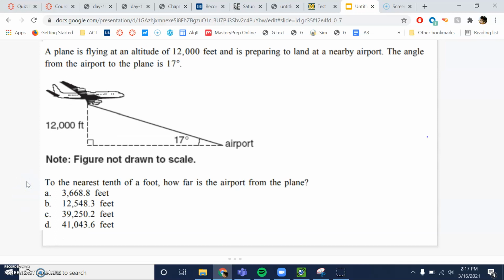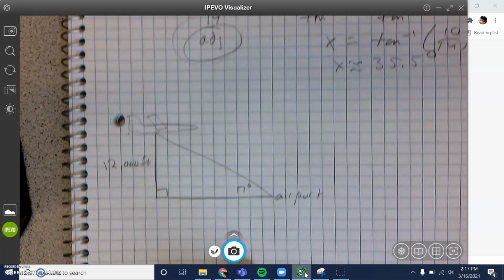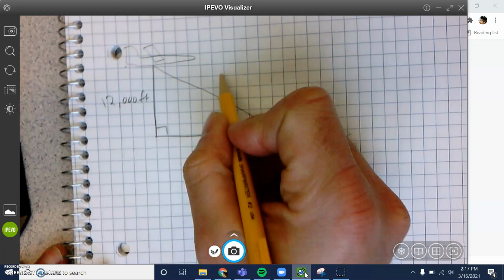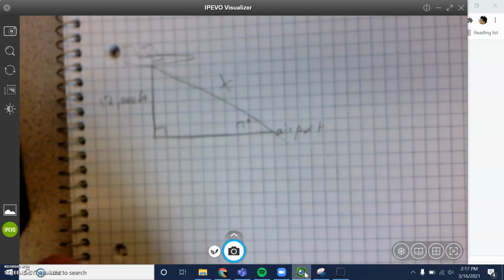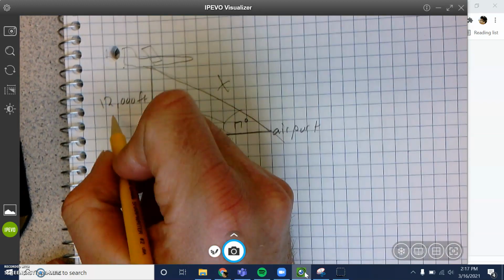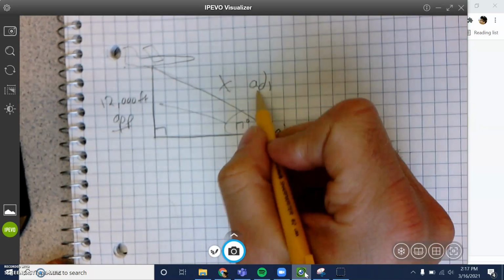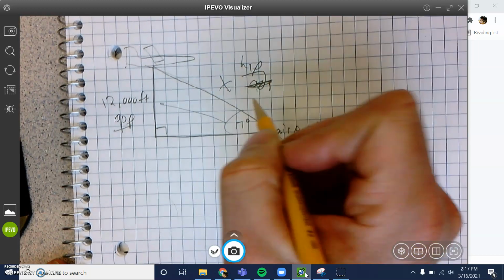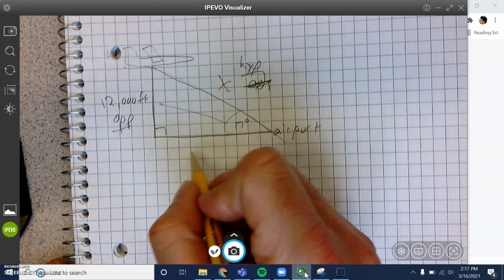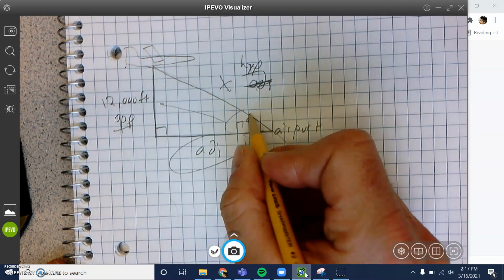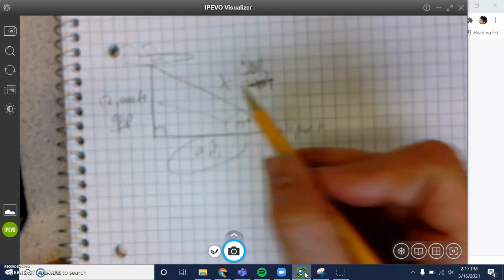Okay, next. Try this one. How far is the plane from the airport? Ready, set, go. All right, let's check it out. Okay, here's the plane, here's the airport. So I need to figure out how far the plane is from the airport. So that's x. So I label, this is going to be the opposite. This is going to be the hypotenuse, and then this is the adjacent. The hypotenuse is opposite the right angle.